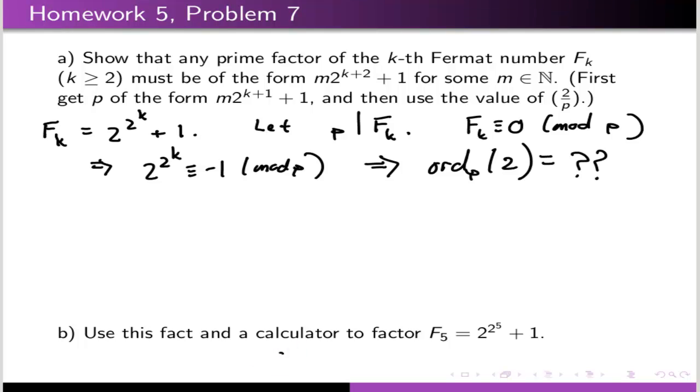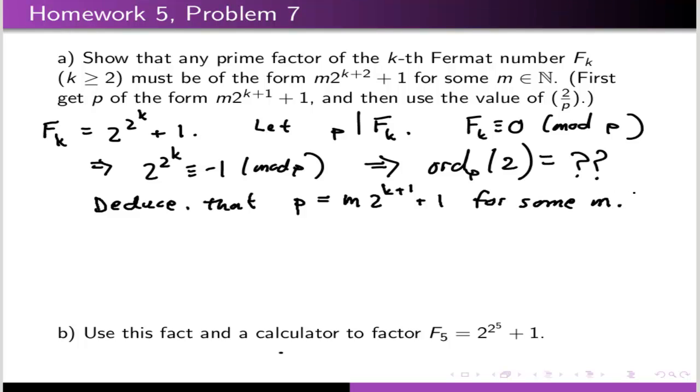Okay, and then deduce that p is of this form, for some m. Why is that? So you know what the order is, and you also know that the order is always a divisor of the group order. So it's always a divisor of p minus 1. And that should allow you to get this type of representation.